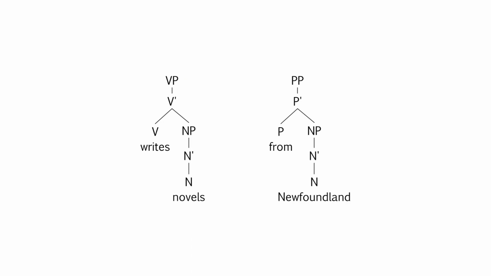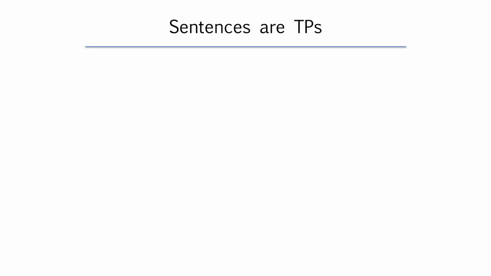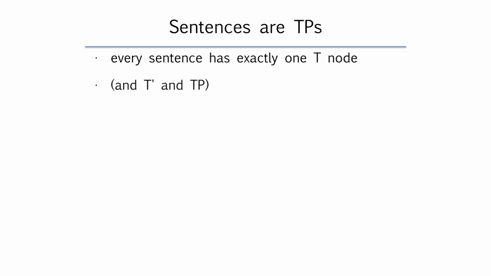So it's fairly easy to understand that verb phrases have verb heads and preposition phrases have preposition heads. But what kind of phrases are sentences? If we look carefully, we can observe that every sentence includes one and only one tense feature, which occupies a head position that we label as T for tense. And of course, where there's a head, there are also the bar level and the phrase level. So a sentence is a T phrase, a TP.